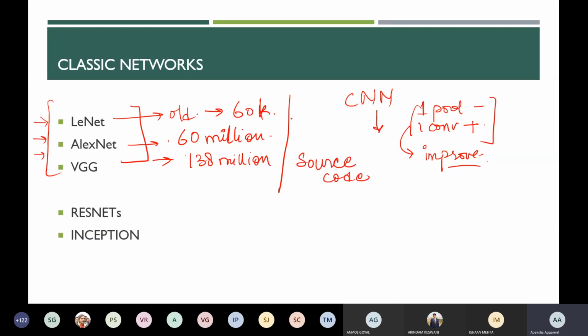So you can just download these networks and use them for your data set as well. All the code for these networks is available online, you can just use them. But these are the recent networks, ResNets and Inceptions. These are also quite popular, and these are also based on CNN.